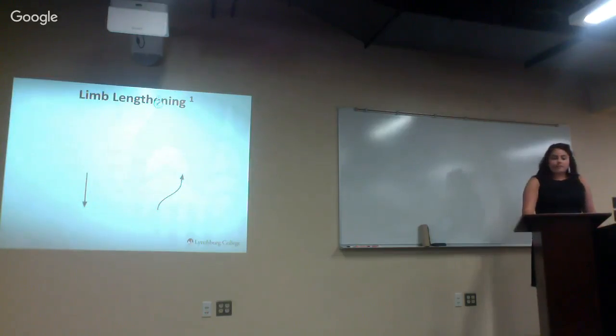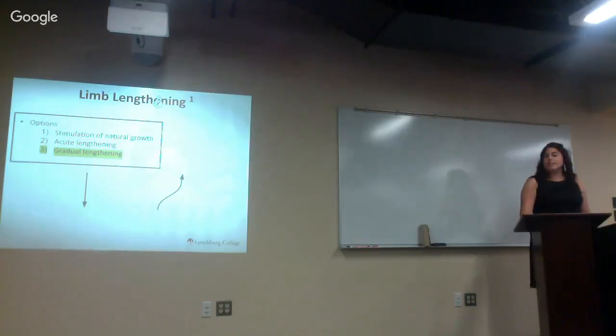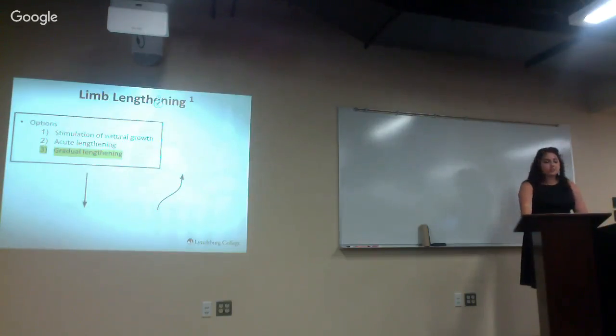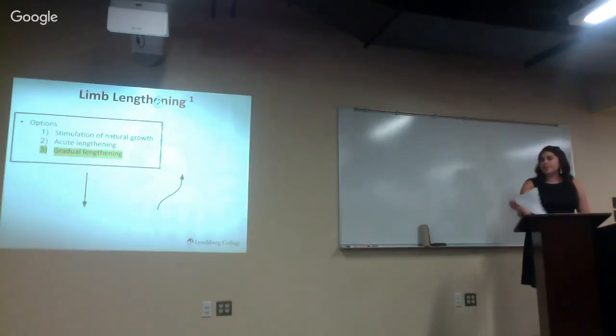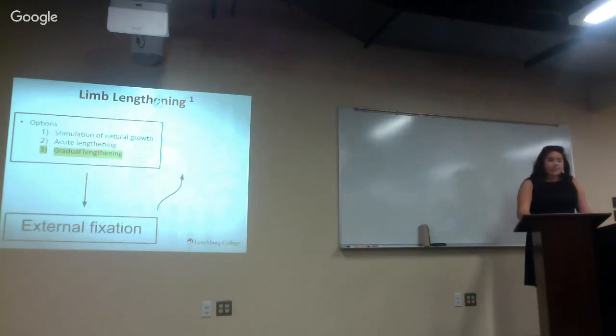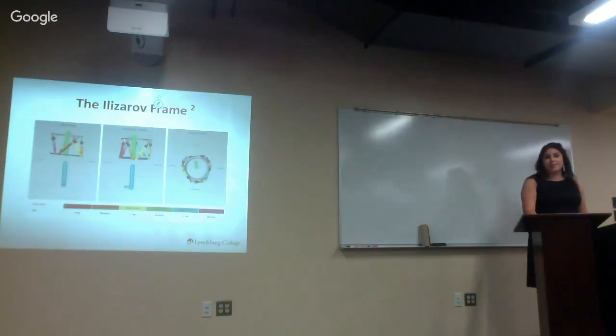So a little background information about limb lengthening, because I had no idea how they would correct a limb length discrepancy. There are three main ways to correct a limb length discrepancy, and that's stimulation of natural growth, acute lengthening, and gradual lengthening. And for this particular patient, they chose gradual lengthening through external fixation, and the specific type of external fixation they chose was an Ilizarov frame. And that's what it looks like. So I had no idea what an Ilizarov frame was.